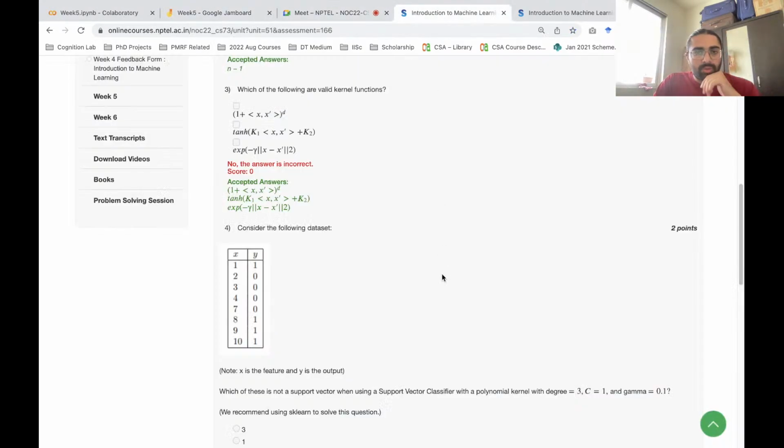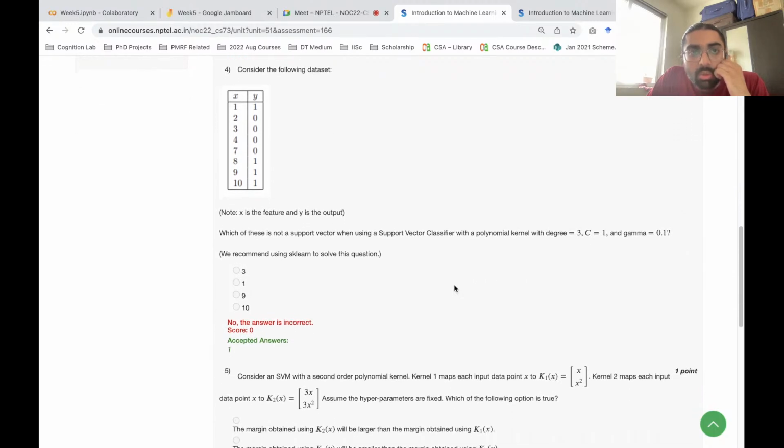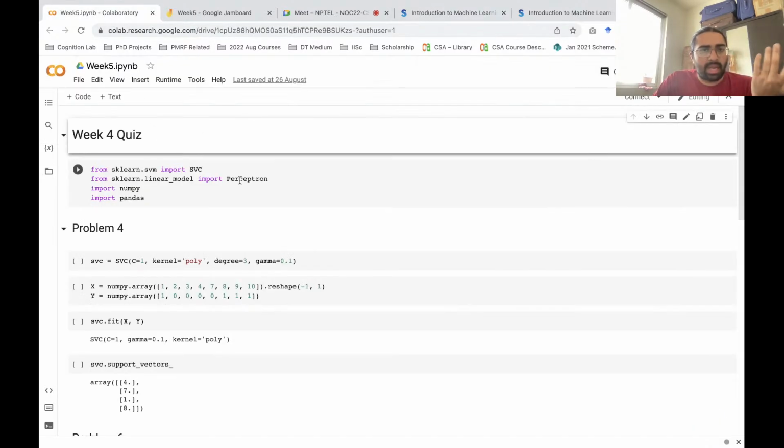Okay, question 4. This one is straightforward. You have the data set here. They've asked you to use a support vector classifier to find out which is a support vector or not. So here the answer is wrong, obviously. The question is which of these is not a support vector. It turns out that one is a support vector. I think you just had the Kaushiki session, where you would have discussed how to use sklearn's support vector machine.